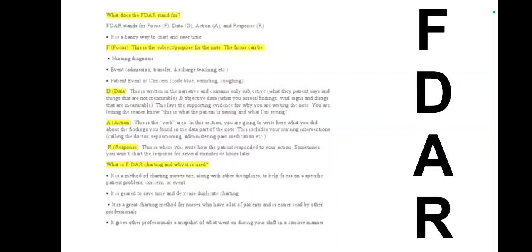So what is FDAR charting and why is it used? It is a method of charting nurses use along with other disciplines to help focus on a specific patient problem, concern, or event. It is geared to save time and decrease duplicate charting. It is a great charting method for nurses who have lots of patients, and it is easier to read by other professionals.